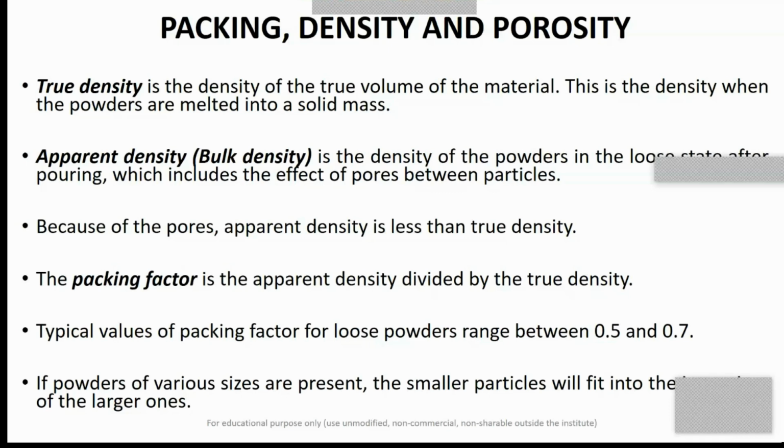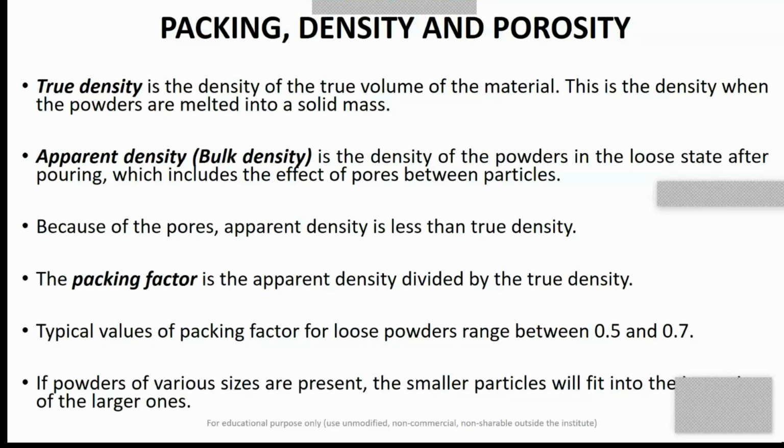Then you have another density, which is called the apparent density, or sometimes also known as the bulk density. In the books you will find either apparent density or bulk density, and it is the density of the powders in the loose state after pouring from a particular funnel into a particular cavity, and it includes the effects of the pores between the particles. All the particles are in a loose state and they have some pores or voids between the particles, and because of these pores the apparent density is always less than the true density.